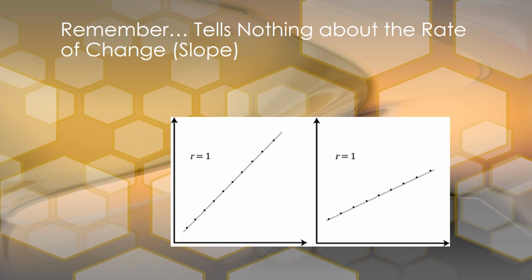And both of them have consistent relationships. This perfect relationship. But in the first one on the left, as x increases, y increases by a larger amount than it does in the second one on the right hand side. So just remember that the Pearson correlation tells us nothing about the rate of change.